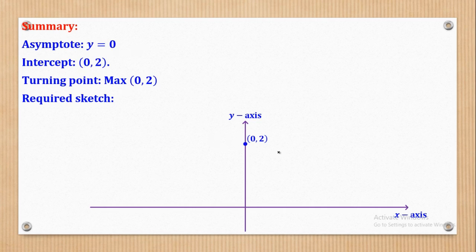But that turning point is a maximum, meaning that it will be in this shape. But remember, it doesn't have an x-intercept. It has this as the y-intercept, but doesn't have any x-intercept. Therefore, it will just be in that form. So let's do the sketch. So basically, that is what they wanted.